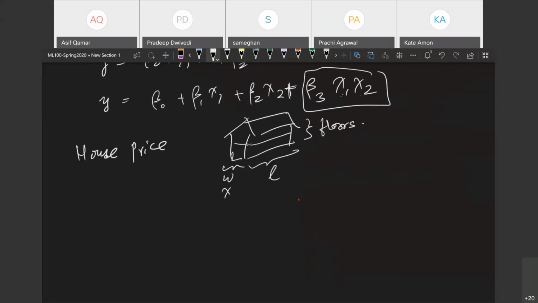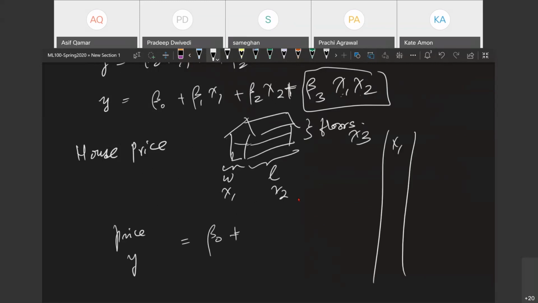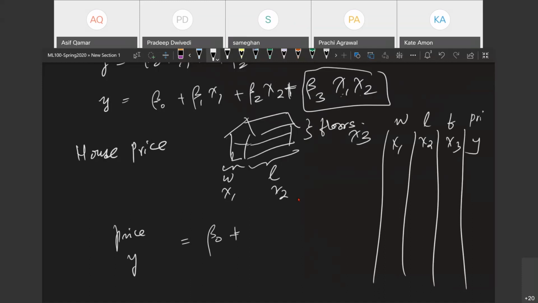Floors. Let me call this x1, x2, x3, right? So when you look at the approximate price of the house, would you say that it is beta 1? It will depend. Let us say that you are given data like this: x1, x2, x3, which are the length, width, number of floors, and the price. So width, length, floors, and price. You get a spreadsheet of data like this. Now you're trying to predict the price in terms of these three variables.